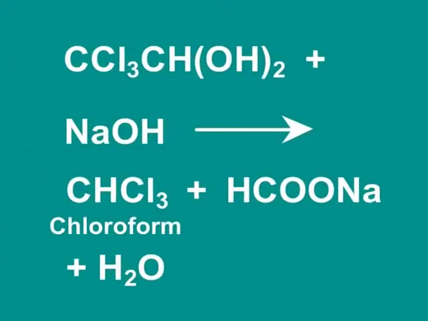Let us now discuss about the second method of preparation of chloroform, that is from chloral hydrate. Pure chloroform is obtained by the reaction of chloral hydrate with NaOH. Sodium acetate and water are also formed in the reaction.